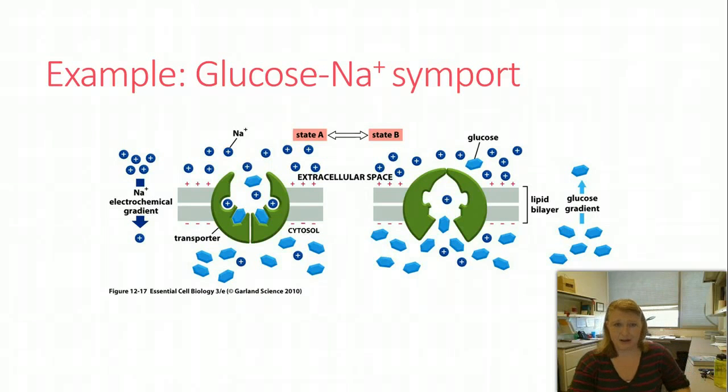Now in this case, the cells are utilizing the high concentration of sodium to move glucose into the cell. There's a low concentration of glucose outside the cell, so the transporter uses that concentration gradient of sodium to drive the conformational shift, which allows us to pump more glucose into the cell against its concentration gradient.